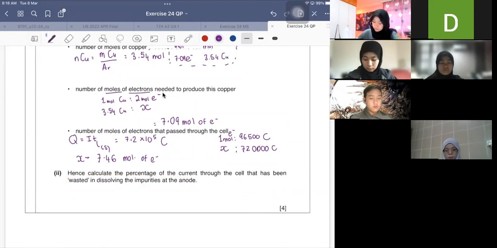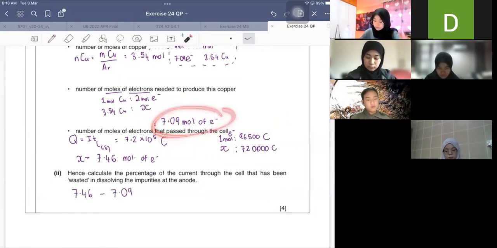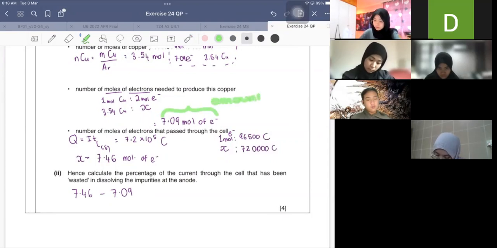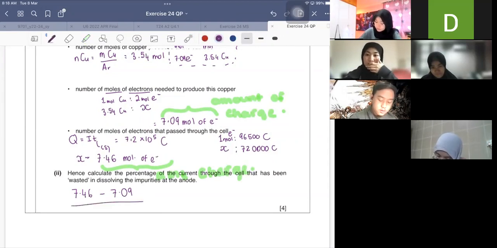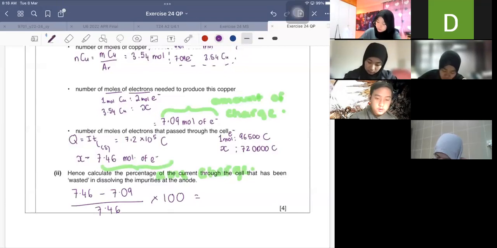So to work out this value, we have to take the bigger number, which is 7.46 minus 7.09. You can view this as amount of charge. It's just a different way of looking at it, okay? This is also the same thing. It's the amount of charge provided by the current in the electrolysis, okay? So 7.46 minus 7.09 over 7.46 times 100. Okay, you should get a percentage.